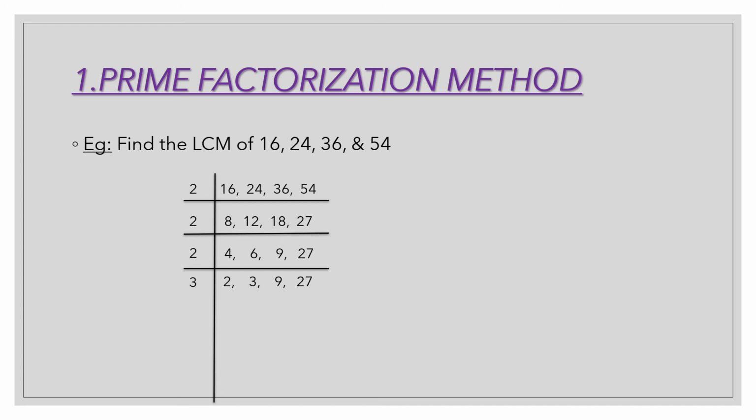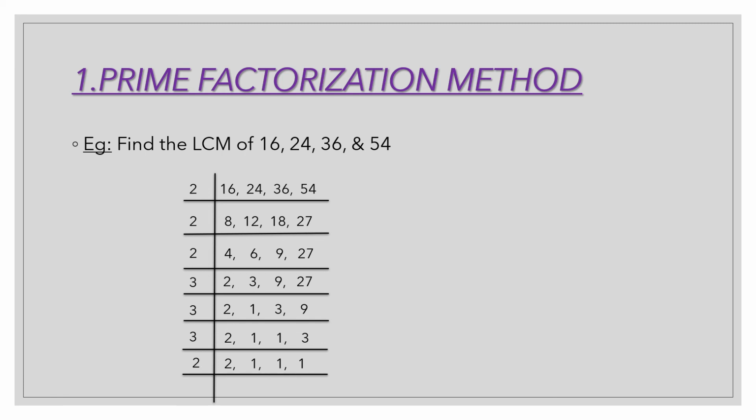Now we divide this by 3. 2 as it is because 2 doesn't come in 3 table. So 2 will be like that. 3 ones are 3, 3 threes are 9, 3 nines are 27. Now we divide again by 3. 2 as it is. 1, 3 ones are 3, 3 threes are 9. Then we divide by 3. 2 as it is. 1, 1 and 1. Now we divide 2 by 2 so that we will get 1, 1, 1, 1.